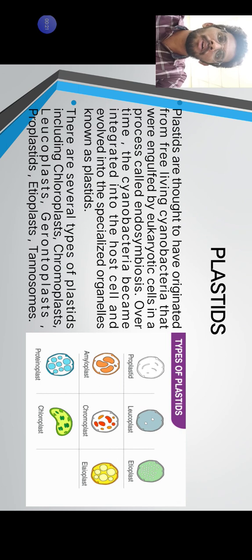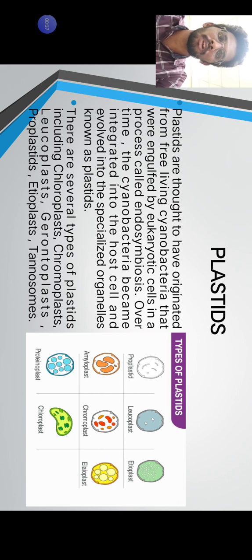Plastids are thought to have originated from free-living cyanobacteria that were engulfed by eukaryotic cells in a process called endosymbiosis. Over time, the cyanobacteria became integrated into the host cell and evolved into the specialized organelles known as plastids.